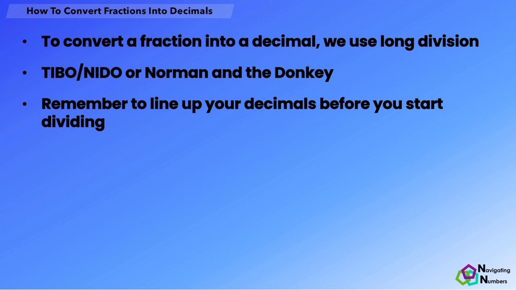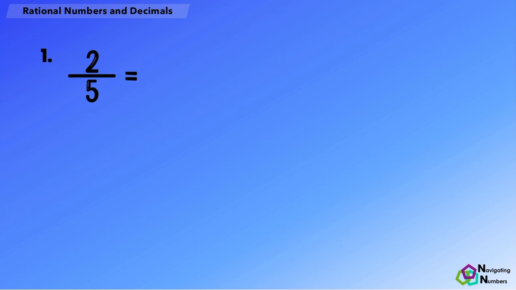You can use any of those strategies to convert a fraction into a decimal. Finally, make sure you remember to line up your decimals before you start dividing. Let's take a look at some examples. We have number 1, 2 over 5, or 2 divided by 5, or 2/5.